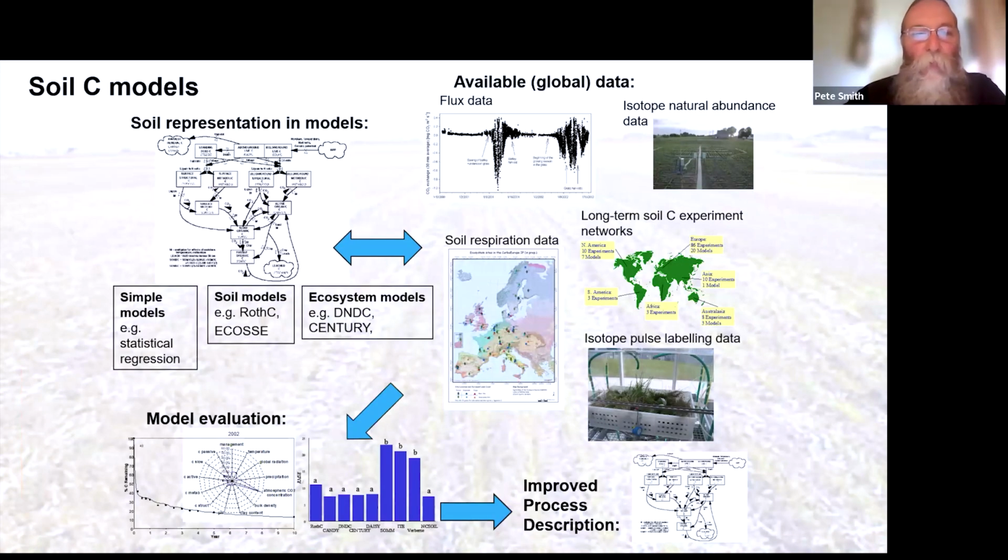Some examples of the processes: these are soil carbon models again. We have very simple models going to very complex ecosystem models. We can test them against flux data, natural abundance isotope data, pulse labeling data, long-term networks and soil respiration data, for example. We can then evaluate these models to see which ones perform best under different circumstances. When we know what is failing in the model, we can improve the process description and feed that back into the beginning of the process to improve the models and go through the whole process again. Through data assimilation processes, we can automate this to some extent, and we can use AI to help us improve this process.